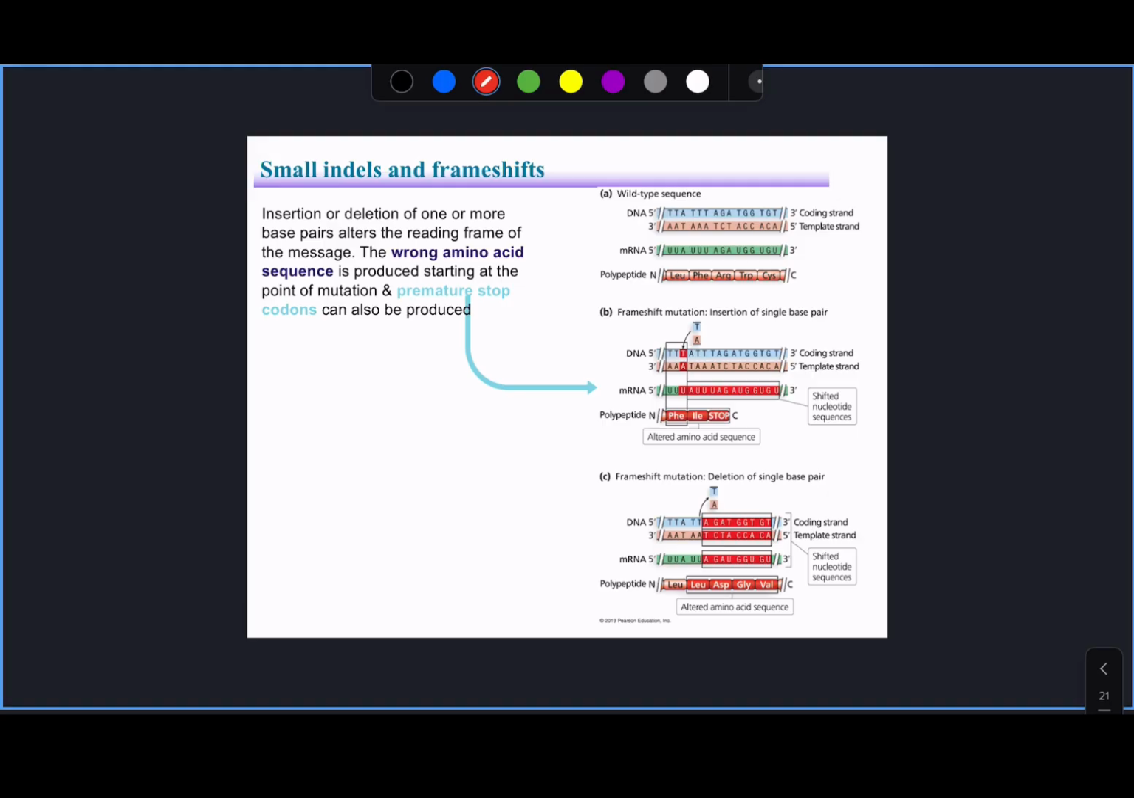Now, everything that I just said applies to these small indels, these one nucleotide insertions or one nucleotide deletions. What happens if we have these insertions or deletions of 3 nucleotides or any multiples of 3?